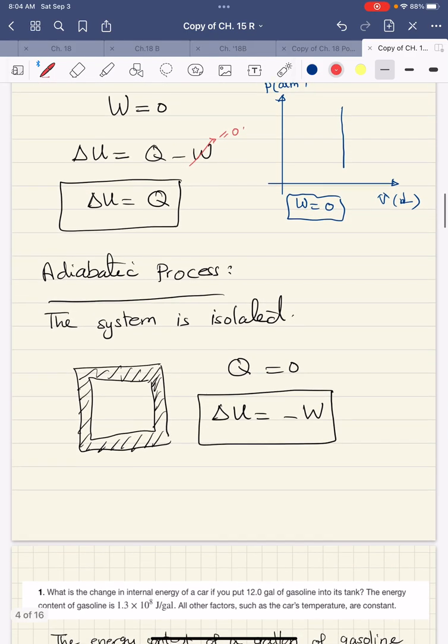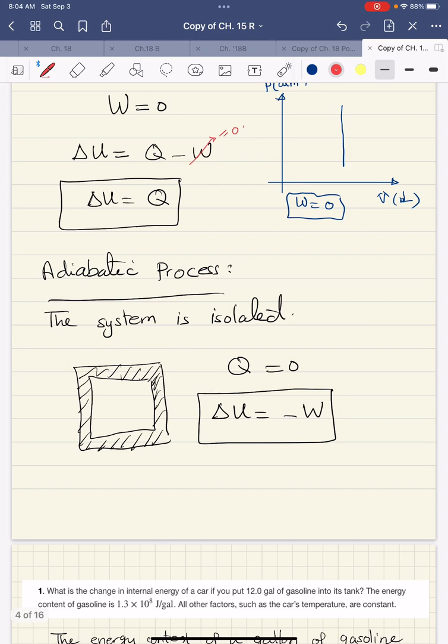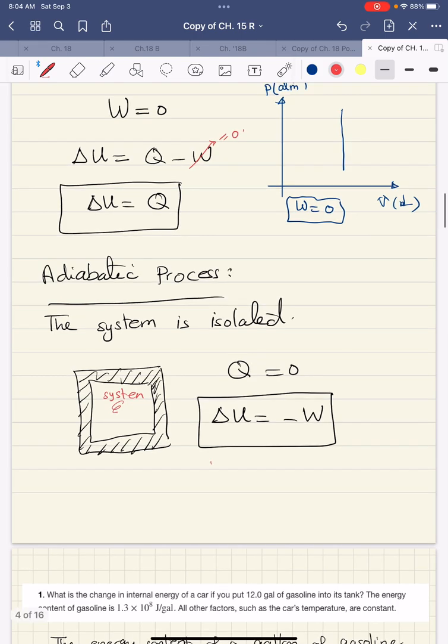The next process is the adiabatic process, and in the adiabatic process, the system is isolated. Okay, then my system is here, and it is isolated. It cannot interact with the outside, then Q is 0, and my delta U equals Q minus W is going to be like this.